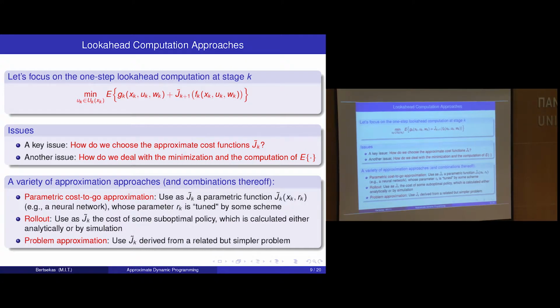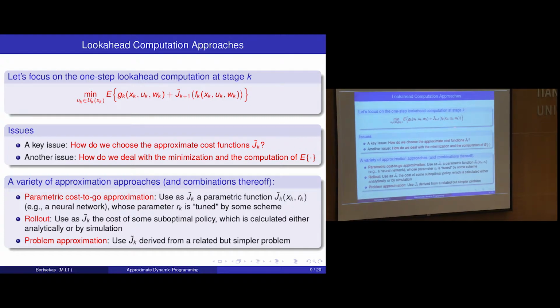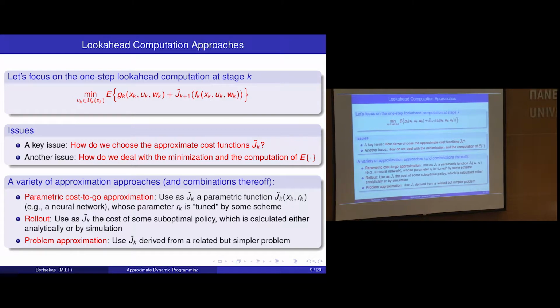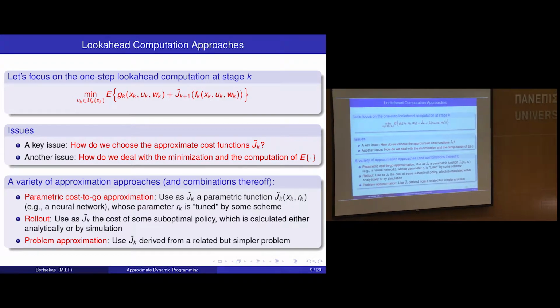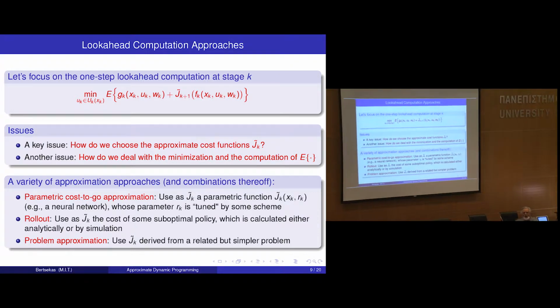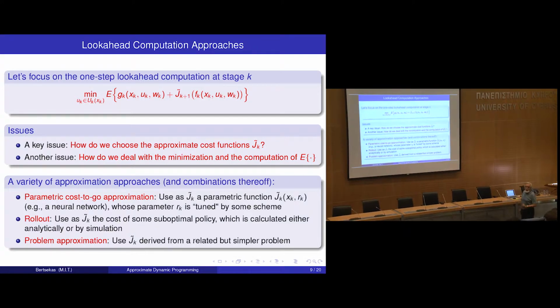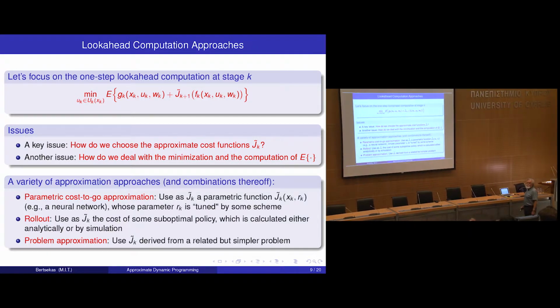The third possibility is, instead of finding the optimal cost of the tail subproblem in this computation, replace the tail subproblem with a simpler problem, just simplify it. This is called problem approximation. I compute exactly the optimal policy up to some steps, and then instead of using the optimal cost of the real problem, I approximate that with something simpler. That's another approach. Again, we're going to discuss this with examples tomorrow.